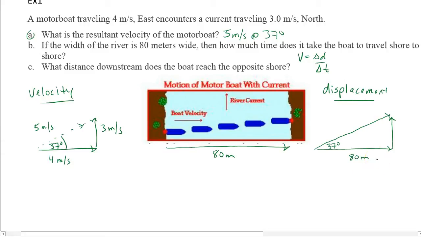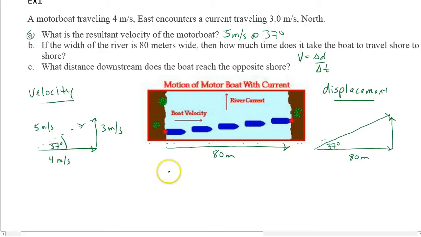And what's neat about this is that we can see this similar triangle relationship here. I know it's moving 5 meters per second in that direction, but these are the two components of its motion. So how quickly is it moving across the river? It's moving across the river at 4 meters per second. How far is it in that direction? The rule is you have to use the direction from the velocity triangle and the same direction in the displacement triangle. You can't take the 5 and then the 80. You've got to use the 4 and the 80.